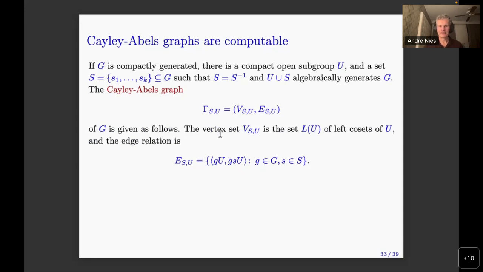So the Cayley-Abels graph has as a vertex set the left cosets of U, and as an edge relation, well, the usual Cayley graph edge relation, but with U on the right everywhere.